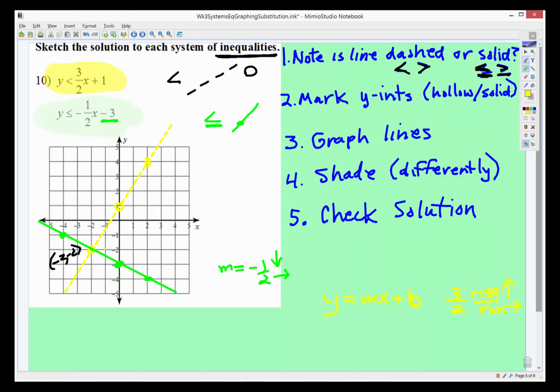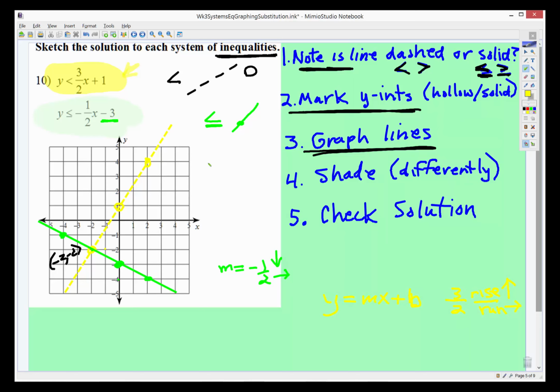So, let me come back up here. We noted which type of line, we marked the y-intercepts, we graphed the lines, dashed or solid, and now we're going to shade. And this is kind of the tricky part, but I'm going to hopefully walk you through it and you'll know what to do. All right, so let's come back, bring our focus to this.